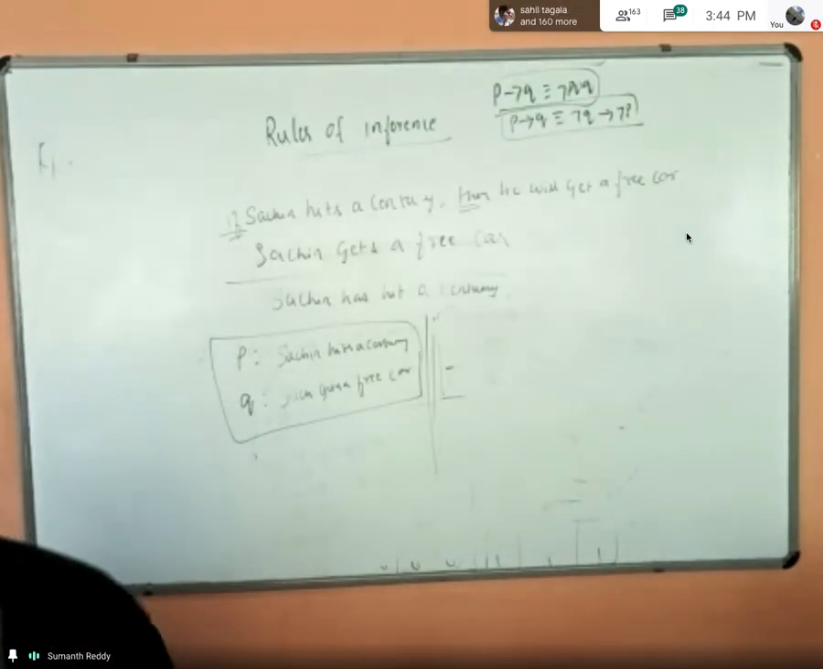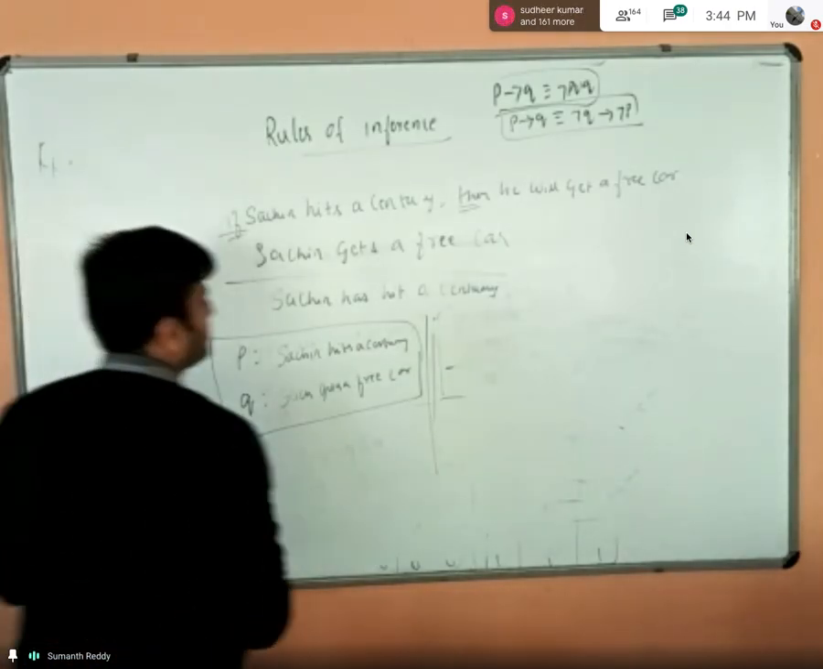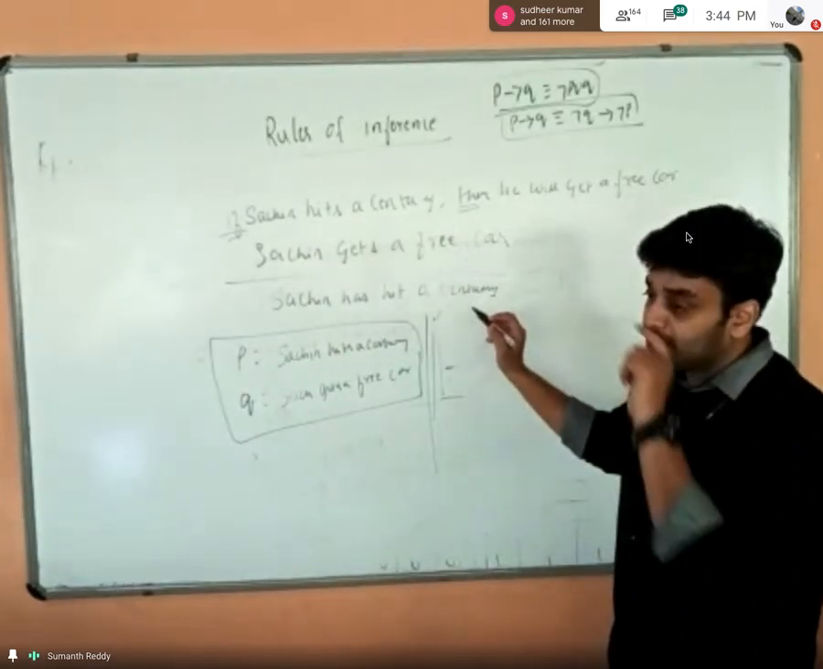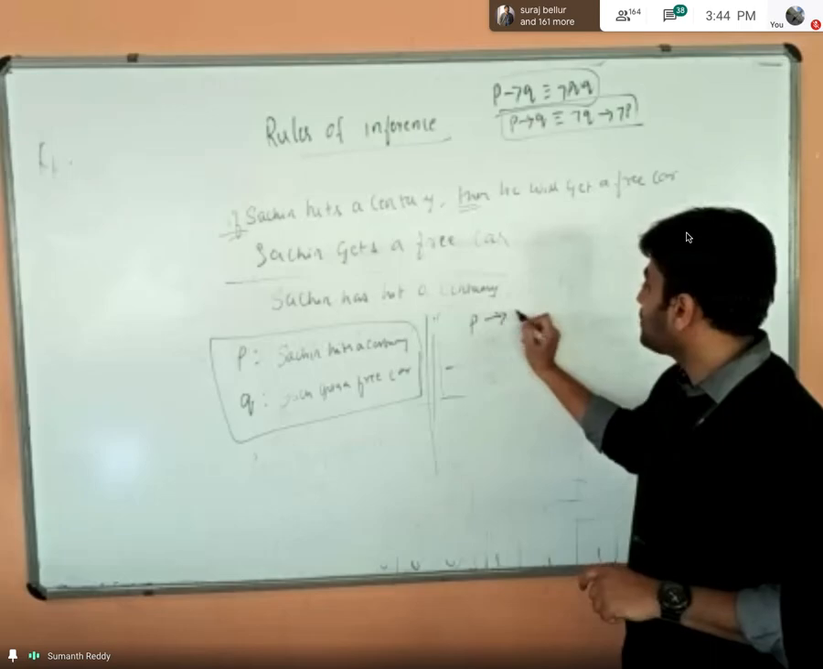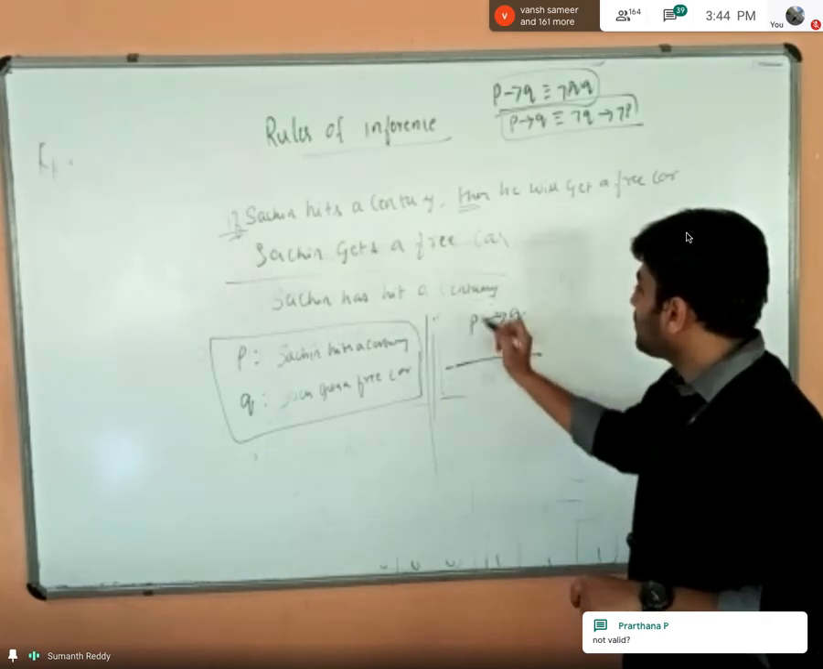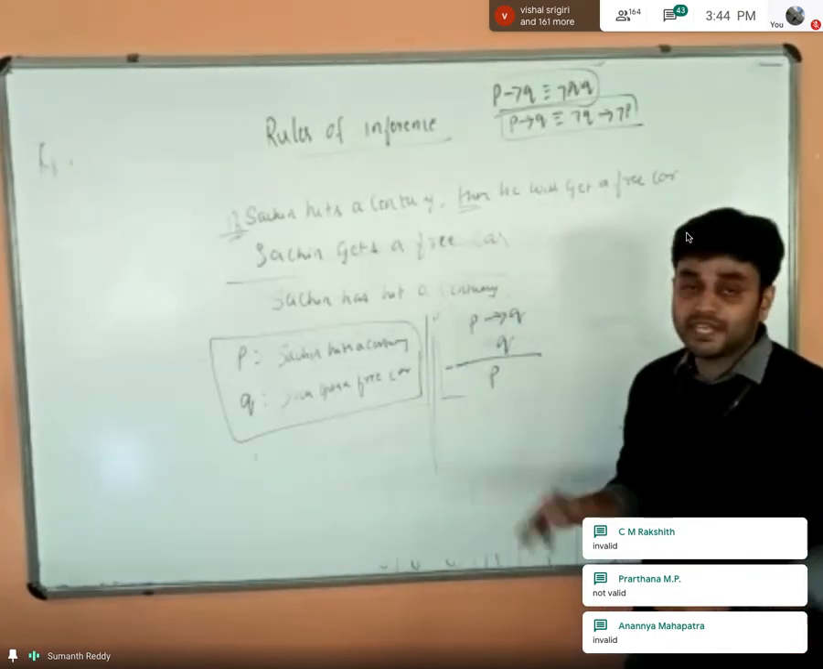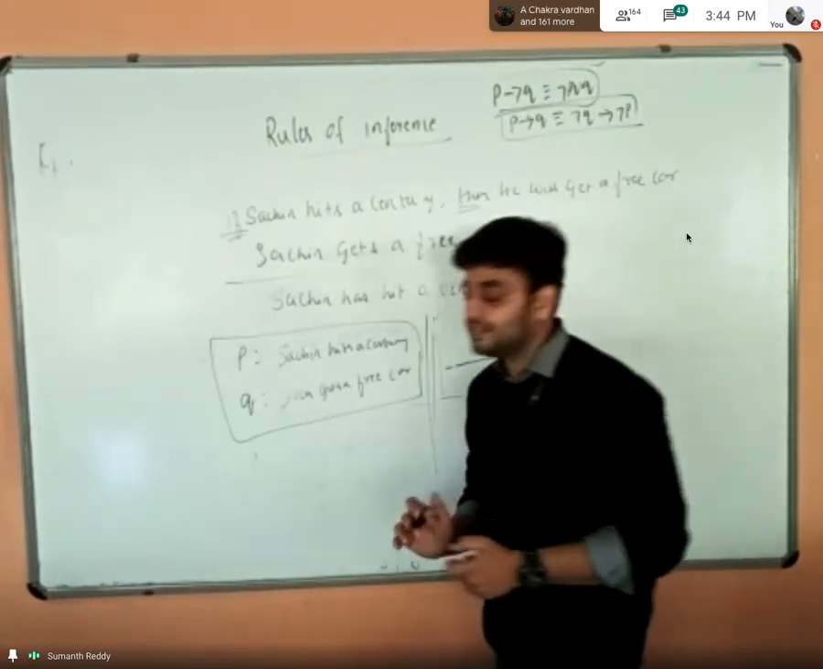Okay, so I think your answer is valid. Okay, I'll do one thing. I'll just write this, give the mathematical representation for this. Later, you just tell me whether it is valid or not. Okay, the first one, as usual, P implies Q. And the second one is Sachin gets a free car. That is Q. Okay, so then he would have hit a century, that is P. So now look at this and tell me whether it is valid or not. I told you if it falls into any of the 5 rules of inference, then only it is valid. Otherwise, it's not valid.